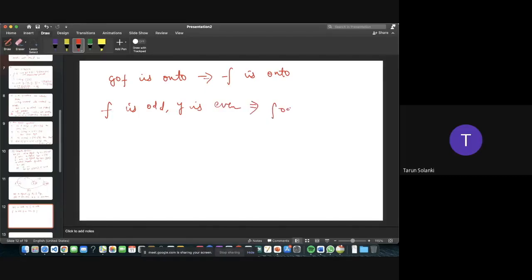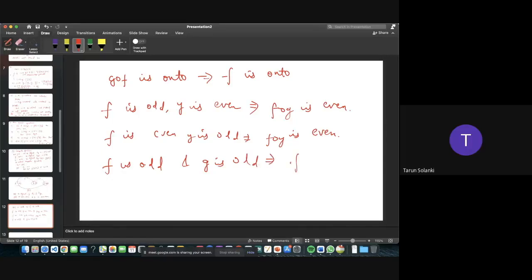Next property we can say: if f is odd and g is even, then fog is even. Similarly, if f is even and g is odd, fog is even again. And if f is odd and g is odd, then fog is an odd function. Similarly, if f is even and g is even, then fog is an even function.